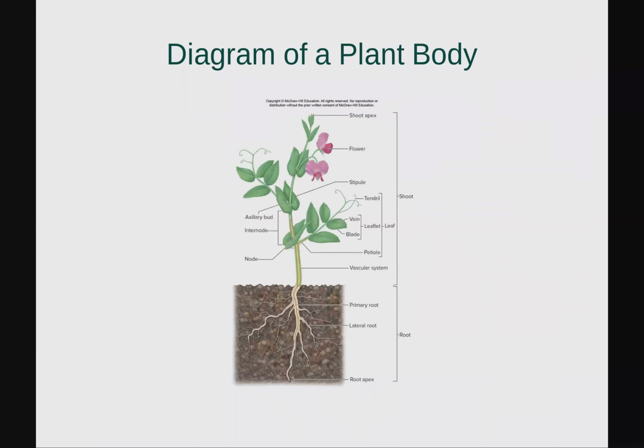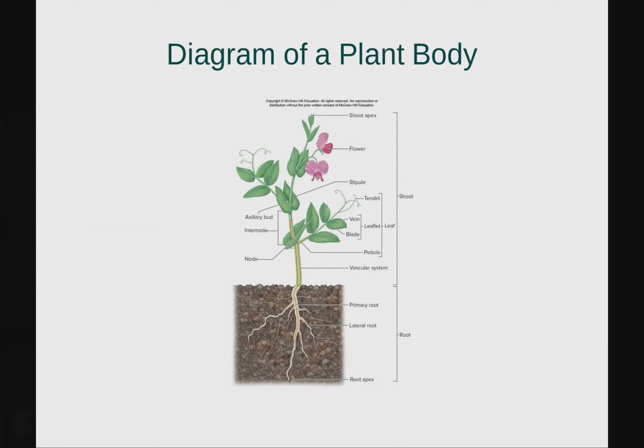So this is our standard plant diagram. This is a flowering plant. We have the apex of the shoot. We have some flowers, and we have some other pieces here that we'll dive into in just a moment. But we have the shoot and the roots, and there's some anatomy and some overall structures that we'll discuss here.